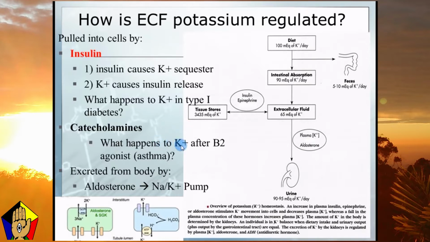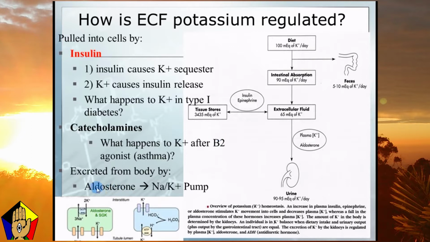So what happens to a potassium level after somebody takes a beta-2 agonist? A beta-2 agonist is increasing the activity of epinephrine, basically, or epinephrine receptors. What would you expect to happen to the potassium levels? It goes down. What if they took a beta-2 blocker? What would you expect? Okay. So with a beta-2 blocker, you expect it to rise.